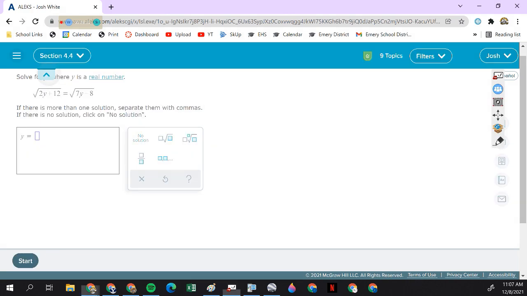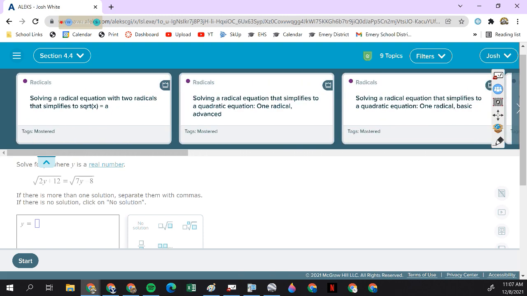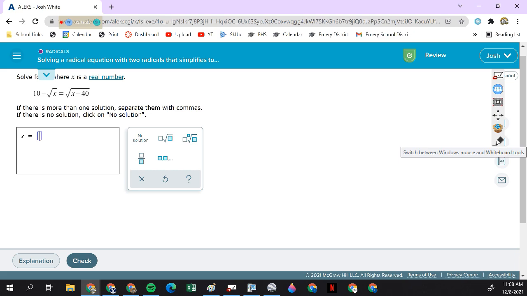It's really not that bad. So, we looked at a square root equaling a number. We looked at a square root equaling a variable. We looked at a square root equaling another square root, and a square root equaling a variable plus a number. And now we have square root equals square root plus a number. And these are the hard ones. Okay? So I need to square both sides.